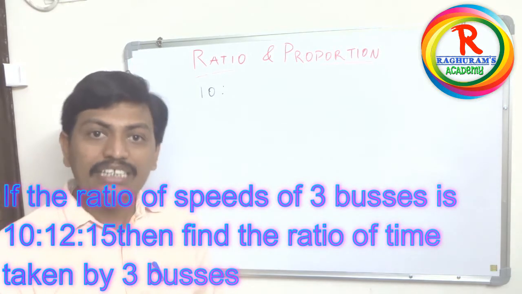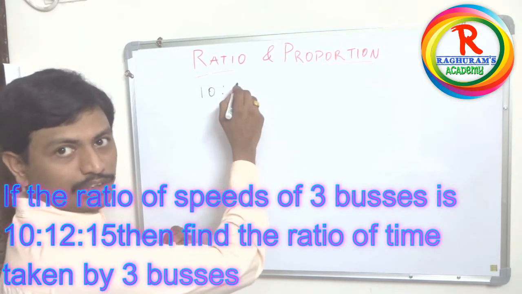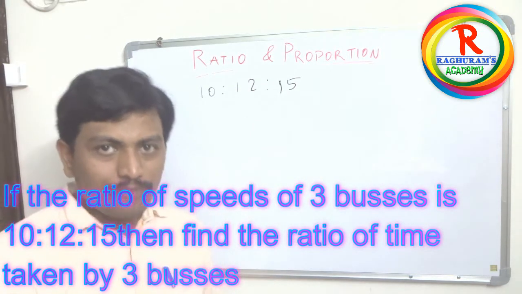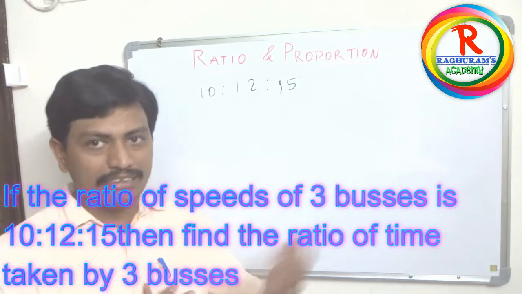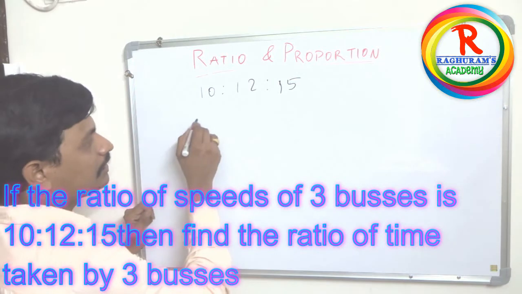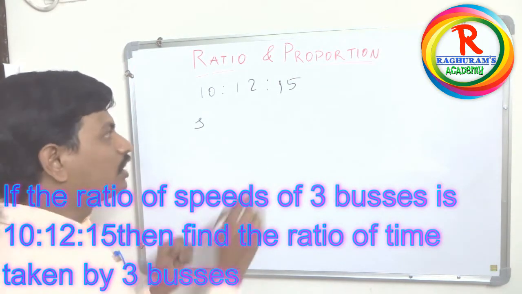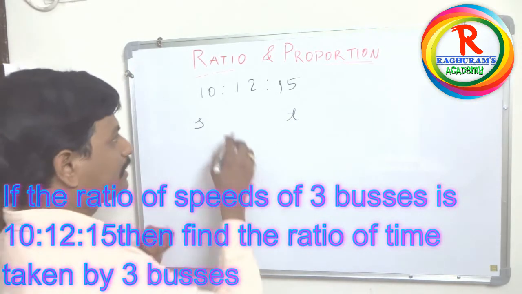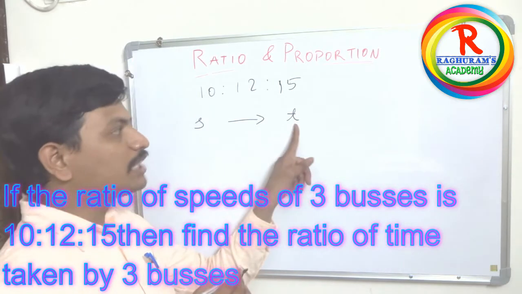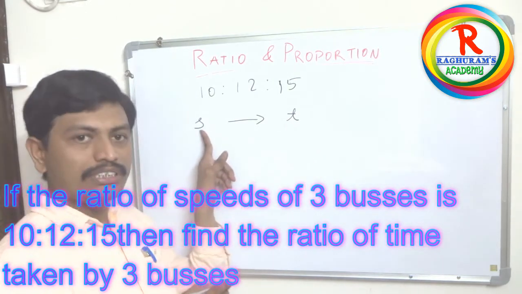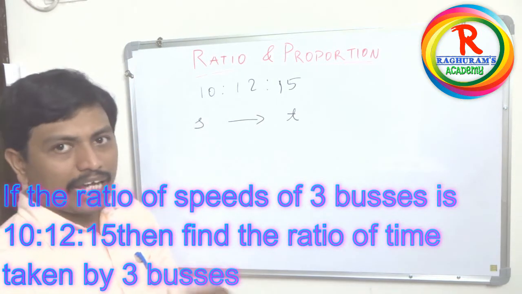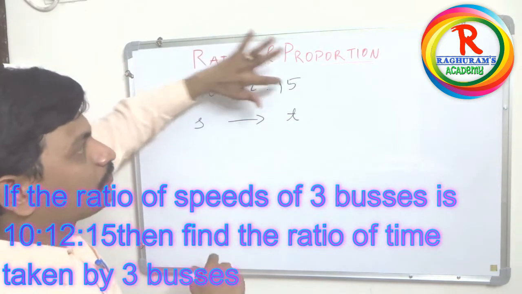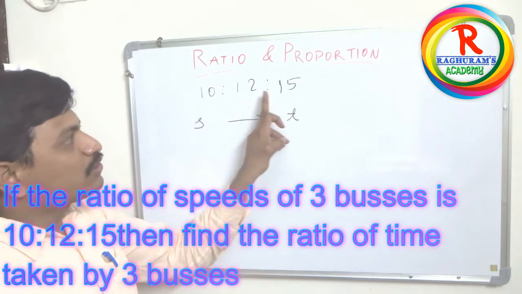If the ratio of speeds of 3 buses is 10 is to 12 is to 15, then get the ratio of time taken by the 3 buses. So here the ratio of speed is given, and we need to find the ratio of the time taken by the 3 buses. We know that speed is inversely proportional to time. So no need to use actual time or speed, just directly get the inverse proportion of 10 is to 12 is to 15.